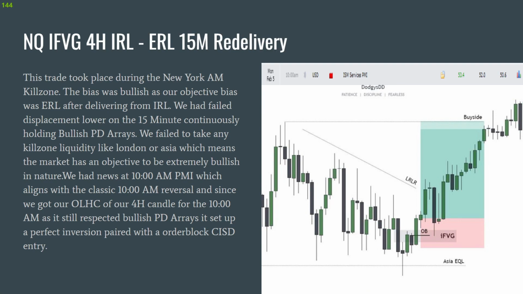We had news at 10 a.m., PMI, which aligns with the classic 10 a.m. reversal. And since we got our open, low, high, close of our 4-hour candle for the 10 o'clock, as it still respected bullish PD arrays, it set up a perfect inversion paired with an order block, change in state of delivery entry. As you can see here, here is our news at the top.